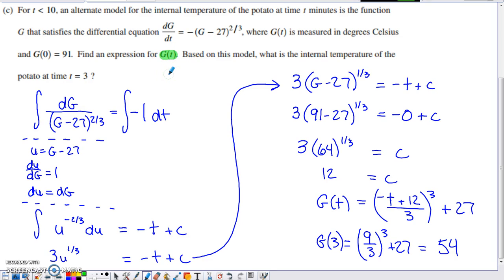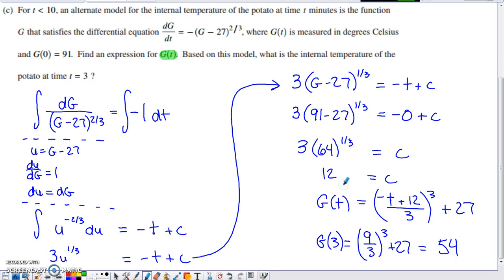Now, before I solved for g, what I elected to do was find out what my constant was. So I put my initial condition in. I put 91 in for the g here. I put 0 in for t. So that just gave me a c on the right-hand side of the equation. And then 91 minus 27 is 64. 64 to the 1/3 power. Well, that's really the cube root of 64, which is 4. And then 3 times 4 is 12. So our c value is 12.